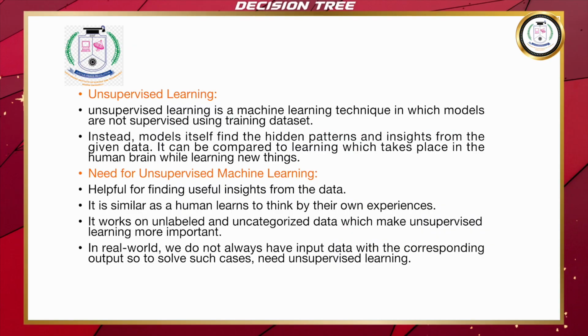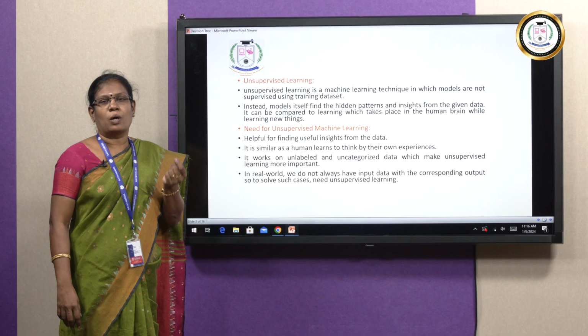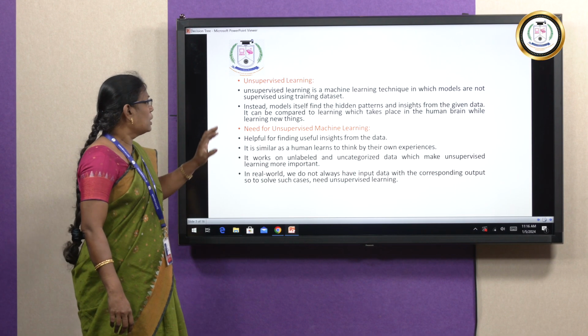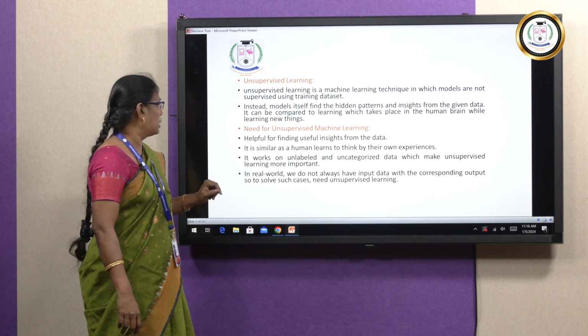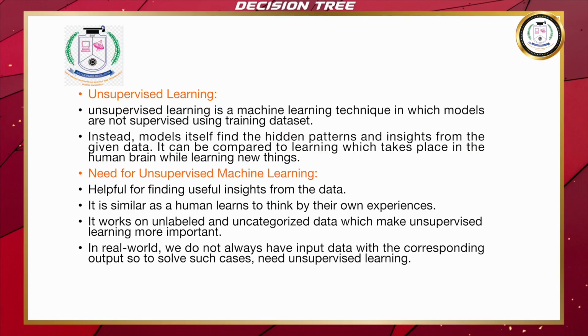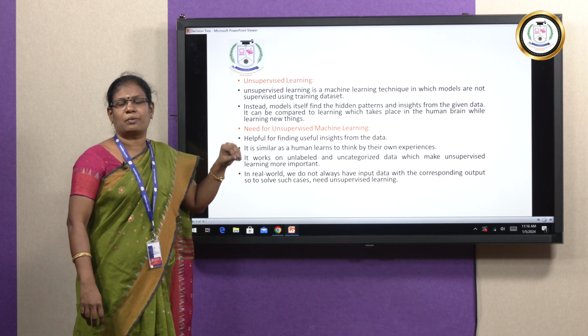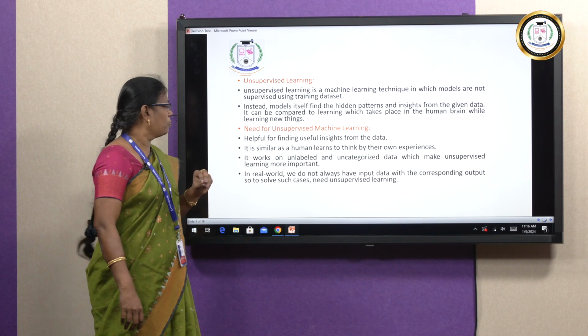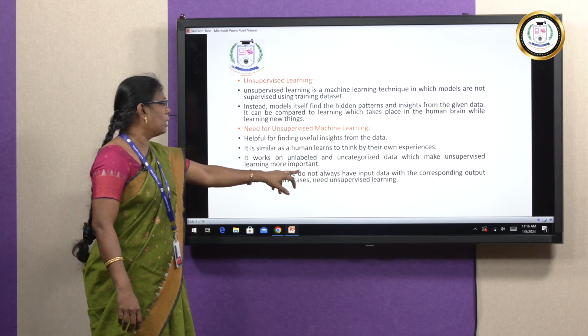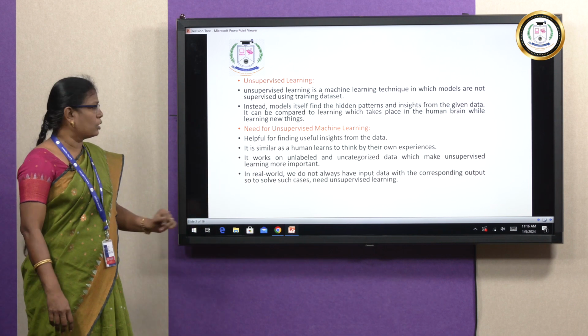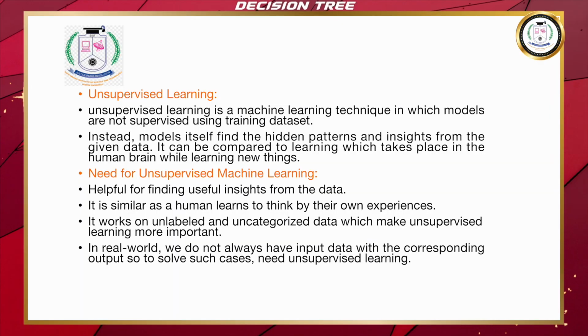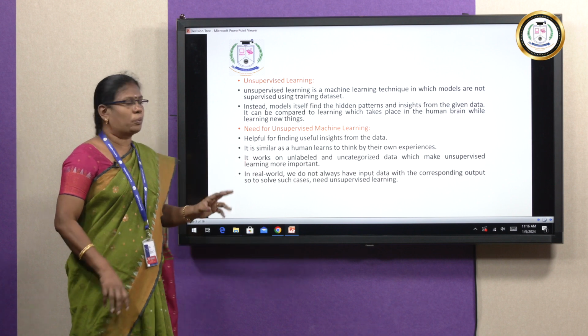In unsupervised learning, the data set does not contain the output. Only the raw data is there. Why do we go for unsupervised machine learning? It is helpful for finding useful insights from the data set, and it is similar to how human beings think: it learns from the data itself. It works on unlabeled and uncategorized data. In the real world, all the data does not contain both the input and the output, so we go for unsupervised learning.